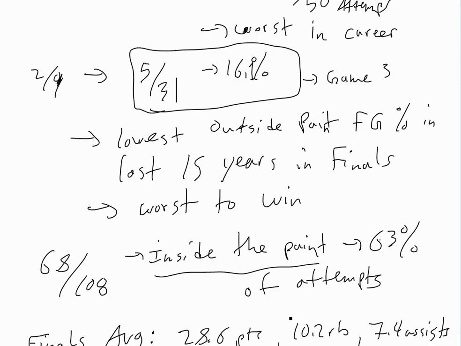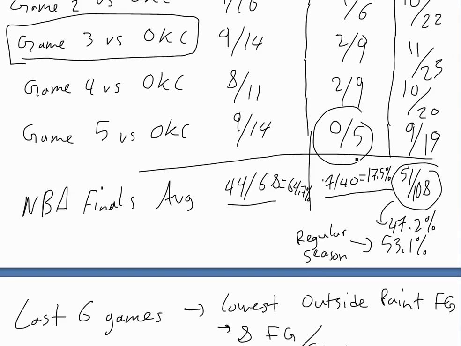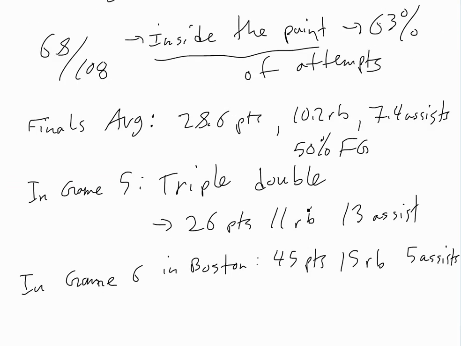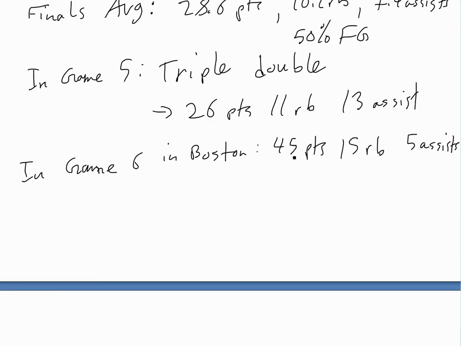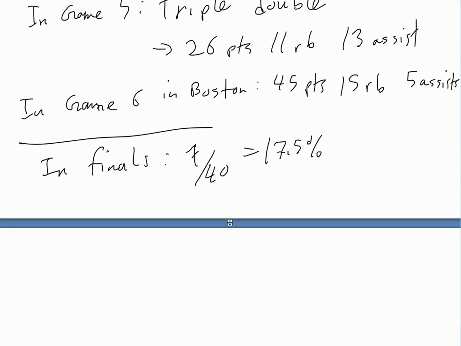Basically, so now let's look at what happens if he shot a bit better than 17.5%. So he was 7 of 40 in the finals, for 17.5%. Let's say he shot a bit better. Let's say, I don't know, he got 40%. So what would his points per game be? How many more points?